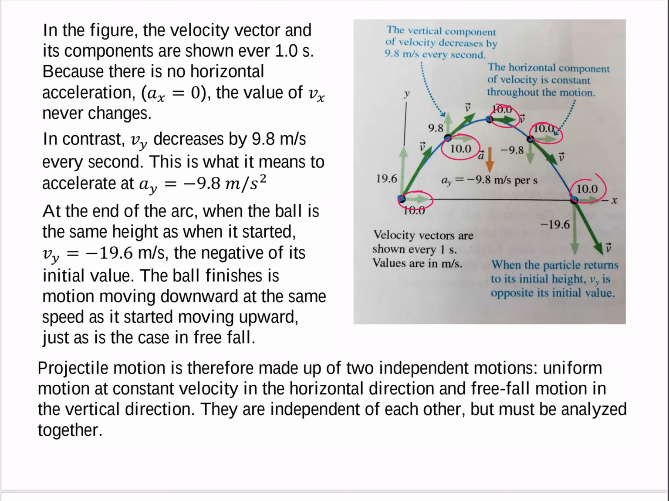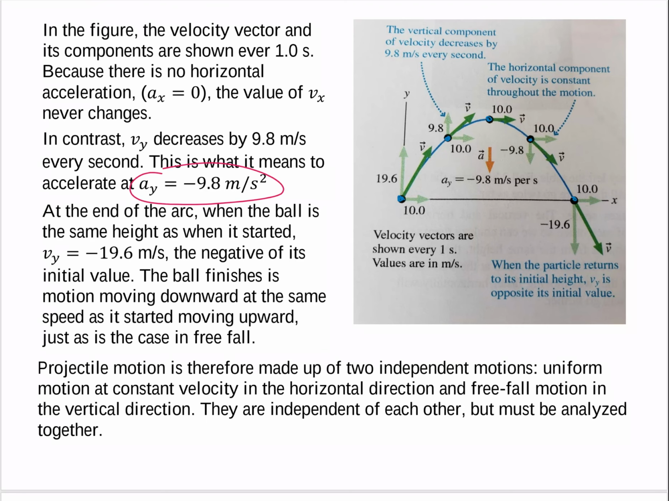So let me get rid of that so that I'm not confusing you. We saw it, we're good. Now, v sub y decreases by 9.8 meters per second every second. That's what acceleration talks about. Acceleration in the y direction is negative 9.8 meters per second squared. So in the y direction, every second that goes by, you're going to lose 9.8 meters per second.